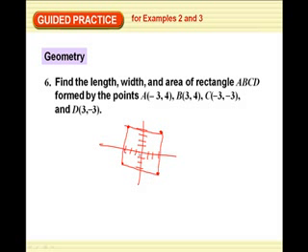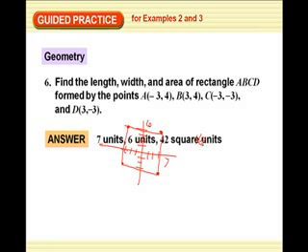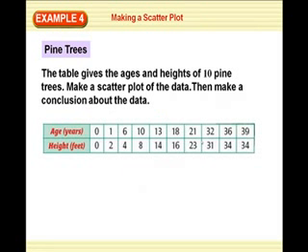1, 2, 3, 4, 5, 6. That's 6 this way. Up 4 and down 3 would be 7. So it's a 6 by 7, so the area is 42. It'd be easier on graph paper to see that.